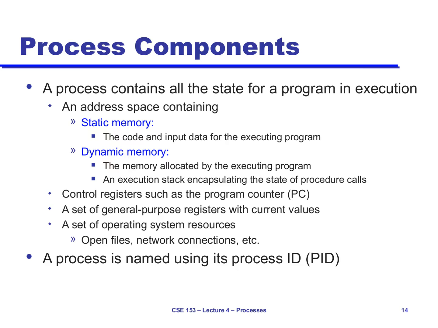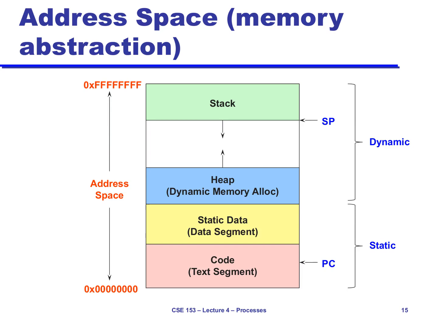A process contains all the state for a program in execution, including an address space with static and dynamic memory, control and general-purpose registers, and OS resources. Processes are named using their process ID, or PID. The address space of a process is a memory abstraction that includes the stack, heap, static data, and code segments.